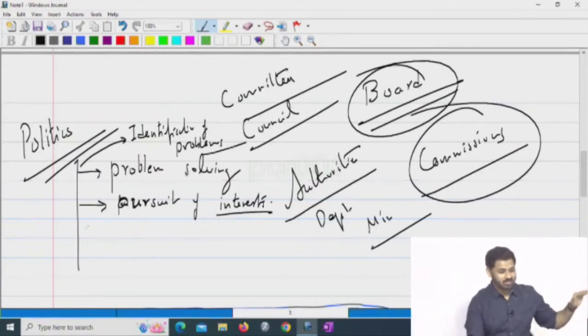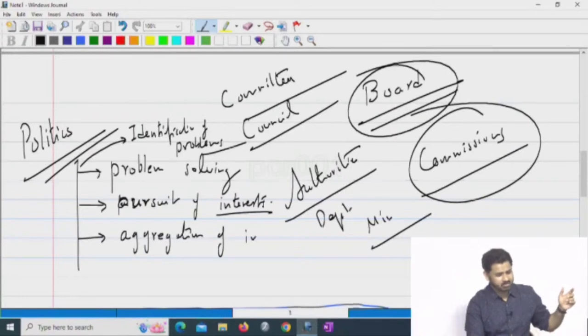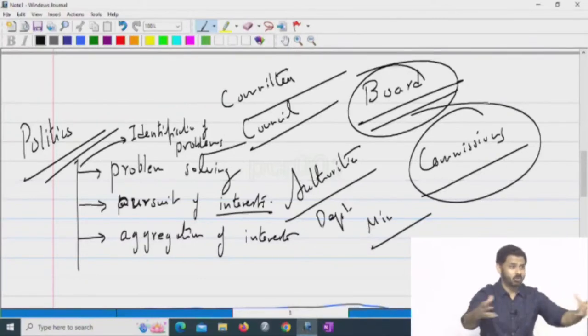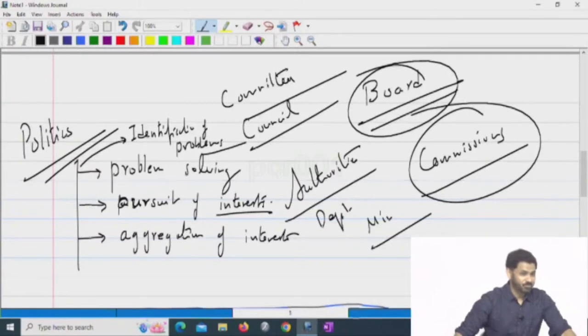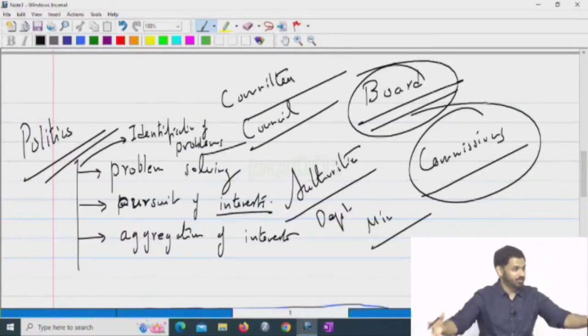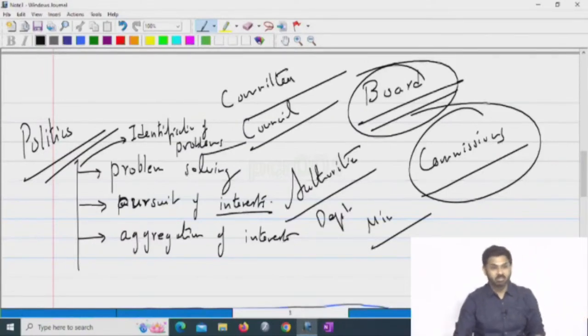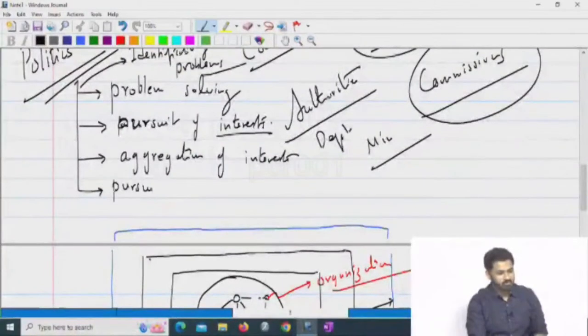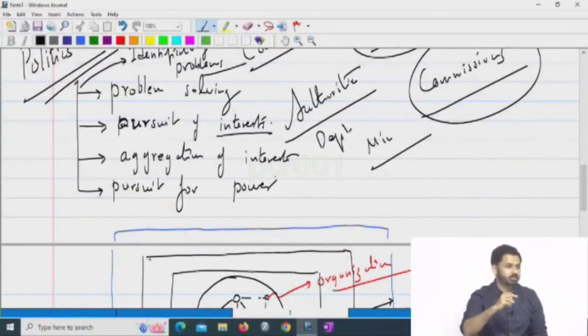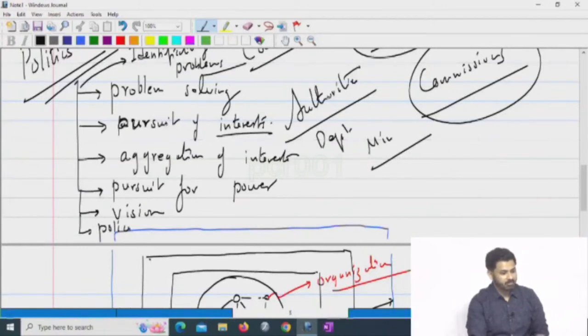So pursuit of interest, and then in pursuing interest, they will also do what? Aggregation of interest. Why are they aggregating interest? You have to aggregate interest, because without aggregating interest, you will not become powerful. If you have to get more votes, you have to take care of many interests, isn't it? Then they will come up with some agenda where larger and larger interest gets represented. So after the aggregation of interest, politics is about what? Politics is about pursuit of power, acquiring power. Once they have acquired power, what will they do? Politics is about vision. They will set the vision, and then politics is about making policy.